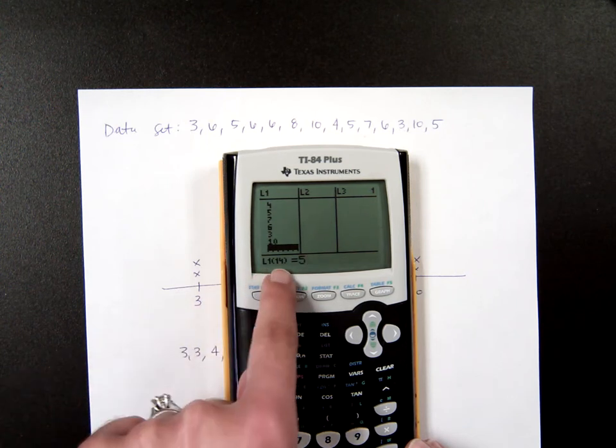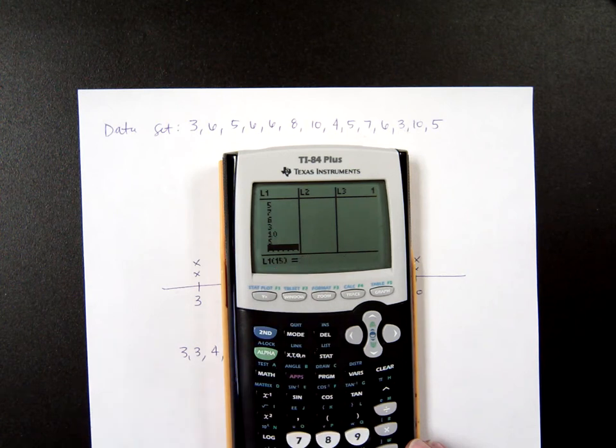Okay, and see how it's telling me I'm on the 14th number? So I know I put all 14 in, and then 15 is blank. Okay, so you have all the numbers in there now. Okay, here's a couple things you can do.